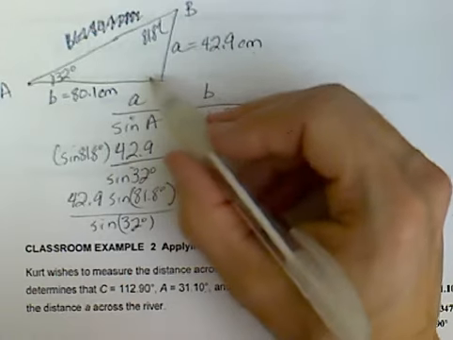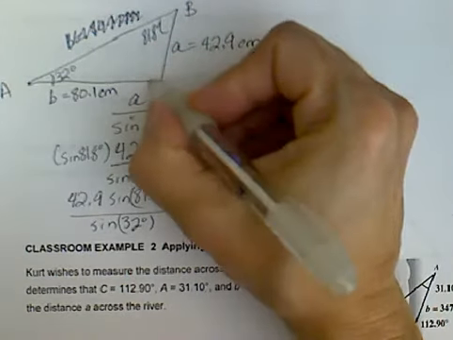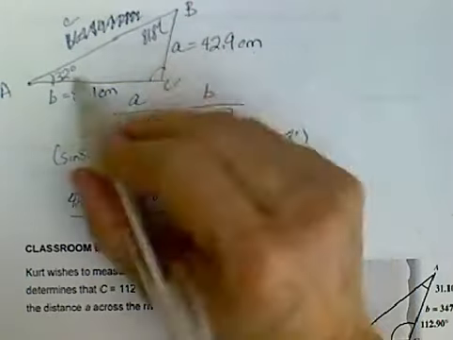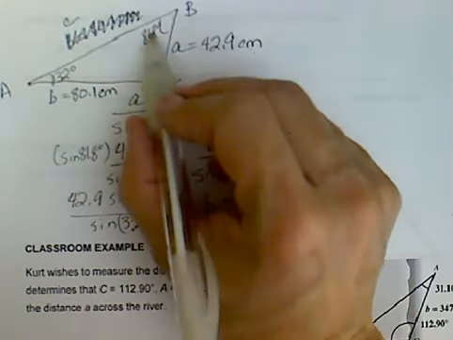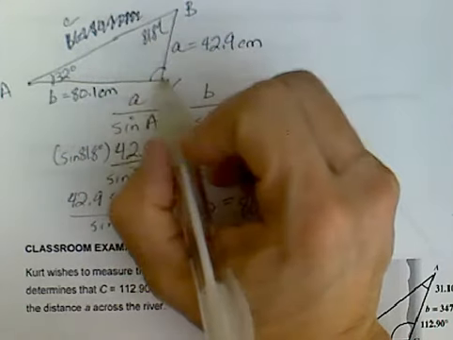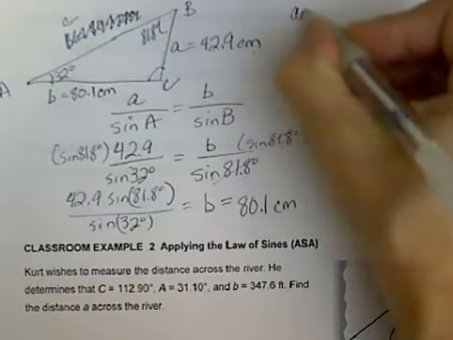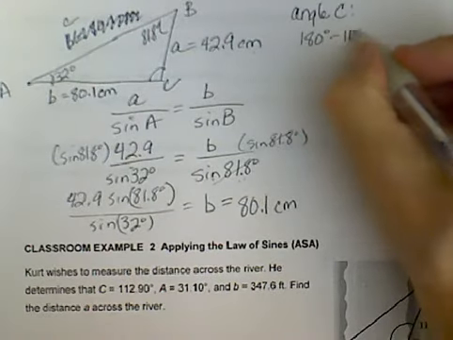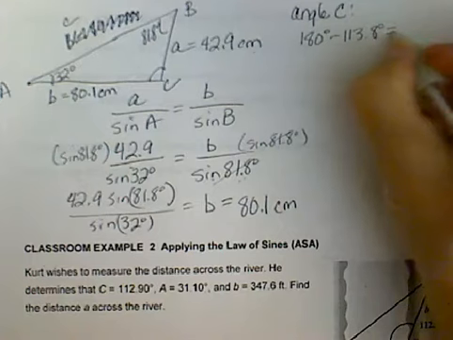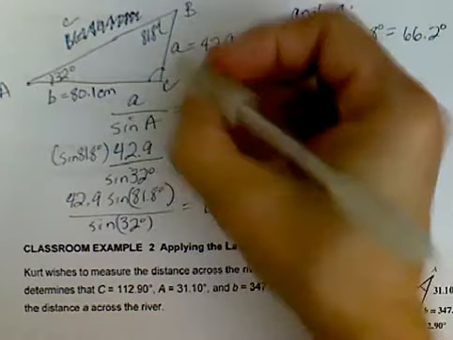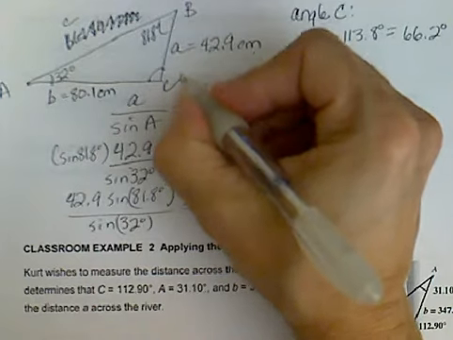Now to solve the entire triangle, we still need to know angle C and side C over here. Now angle C we can get because we have the other two angles in the triangle. If we add these up and then subtract from 180, then we have 180 minus 113.8 degrees, which is 66.2 degrees. So that's our angle C.